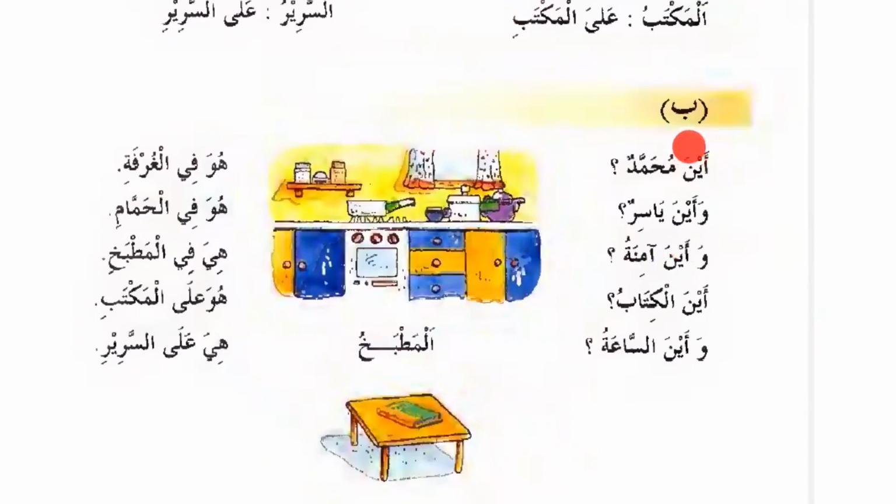Okay, so we have here Aina Muhammadun. We have a dialogue here. I hope you know what a dialogue means, right? Aina Muhammadun, and it is a question. It's asking a question and you answer here. So Aina Muhammadun, where is Muhammad? Aina, we have not seen it before. Aina is called Ism Istifham. It is also used for asking questions. Just like the last time, you can remember the Hamzatul Istifham.